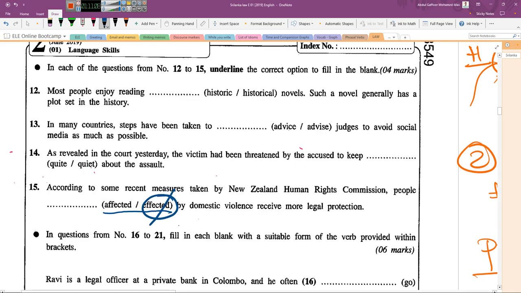So there can be a word. We cannot coin such a word, right? So we do not add ed to a noun. Always we can add ed to a verb. So the answer is affected, this one, right?